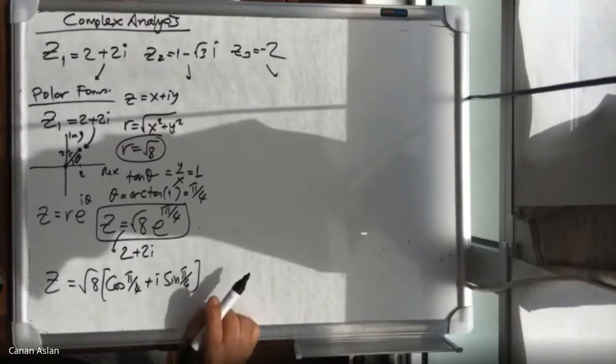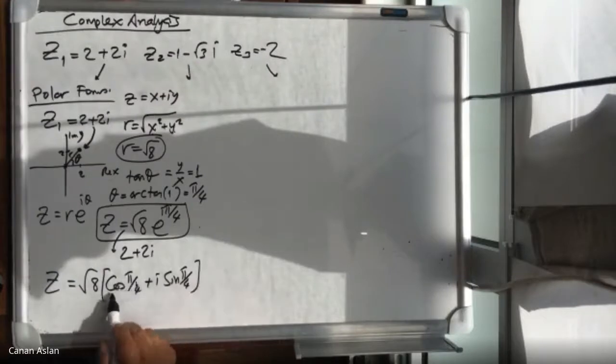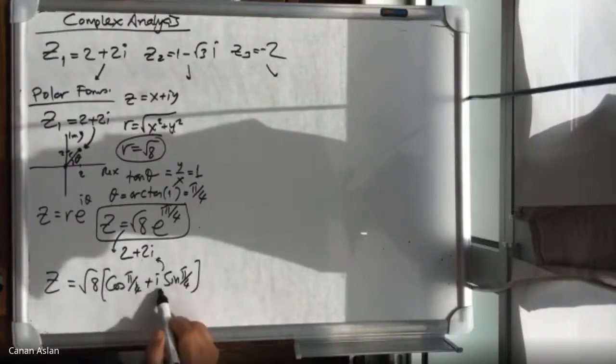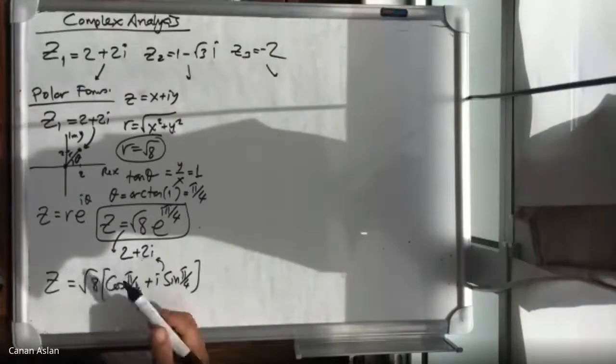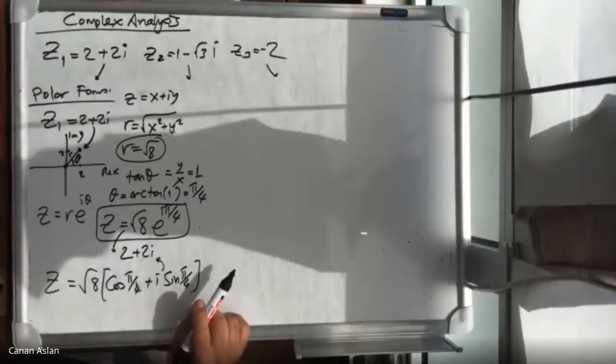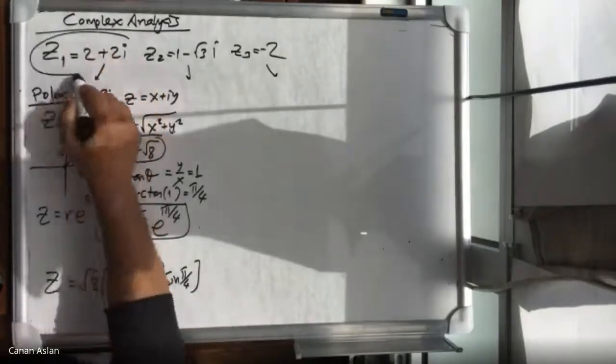So you can get these values and then insert here, and you end up with exactly the same thing. If you just put these angles here, get the result and multiply by square root of 8, you get 2 plus 2i. Very simple. So the first example is solved. We have written this first example in polar form.